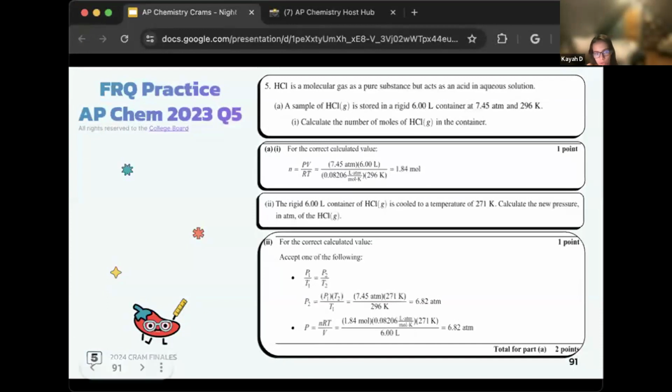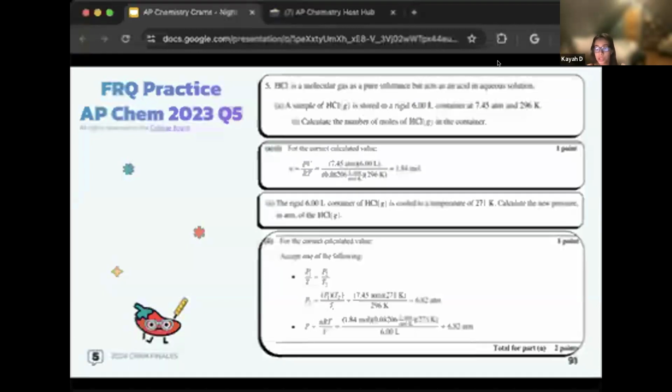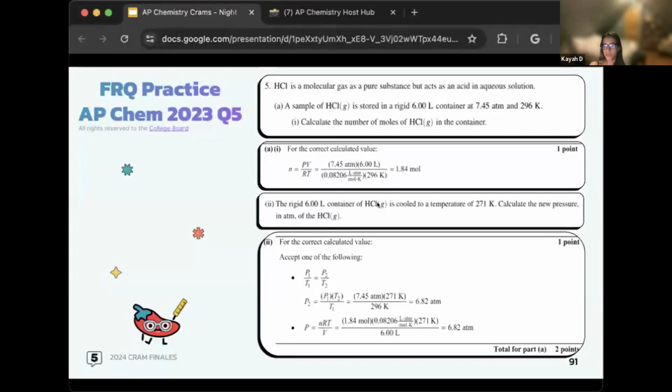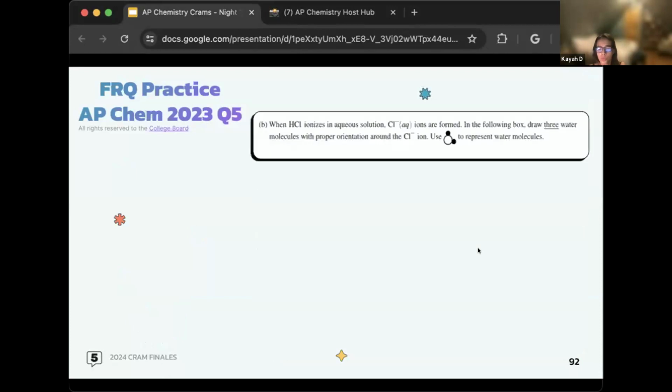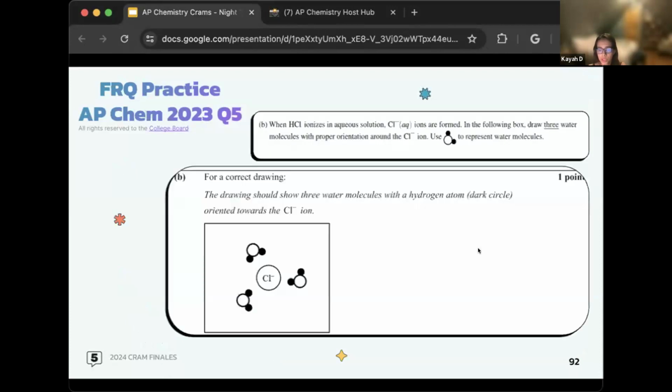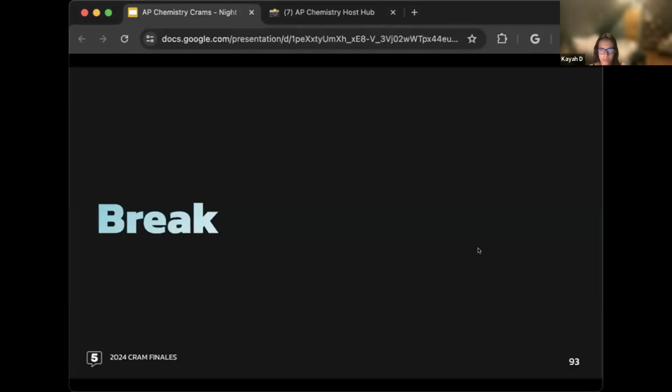For the second part of the question, they ask you to calculate the new pressure. And with that, similarly, you use PV equals nRT, and you pretty much drop all the constants to get P1 over T1 is equal to P2 over T2. And then once you modify that slightly to make it equal to P2, you'll plug in the values that they gave you again, and you should get 6.82 atmospheres. And in this situation, of course, there's more than one way. You could use P1 over T1, or you could use PV equals nRT.